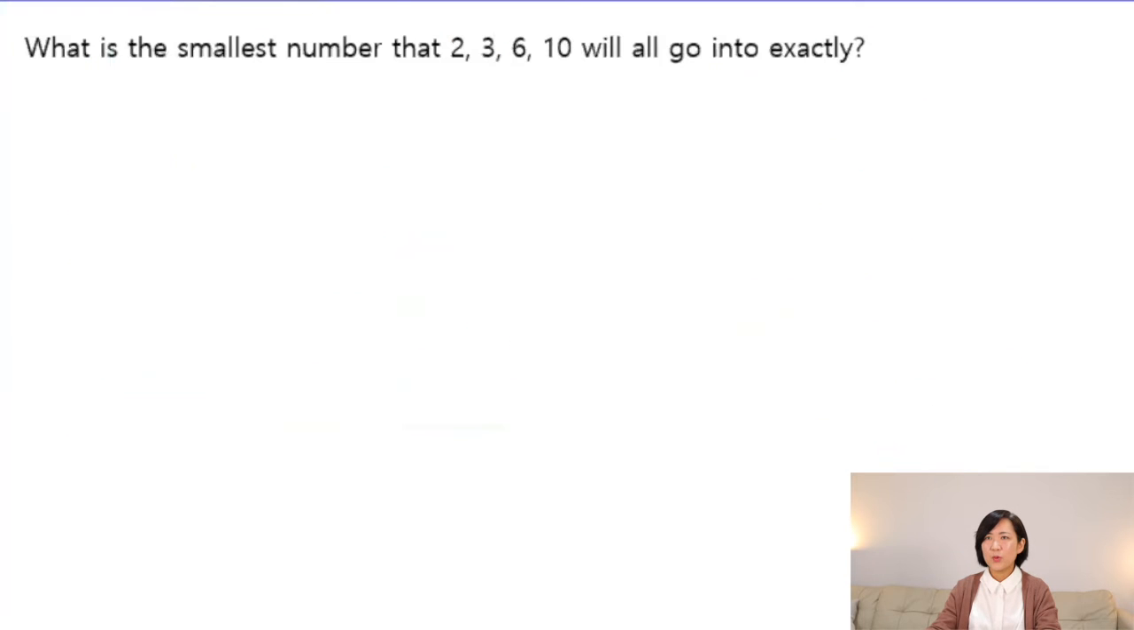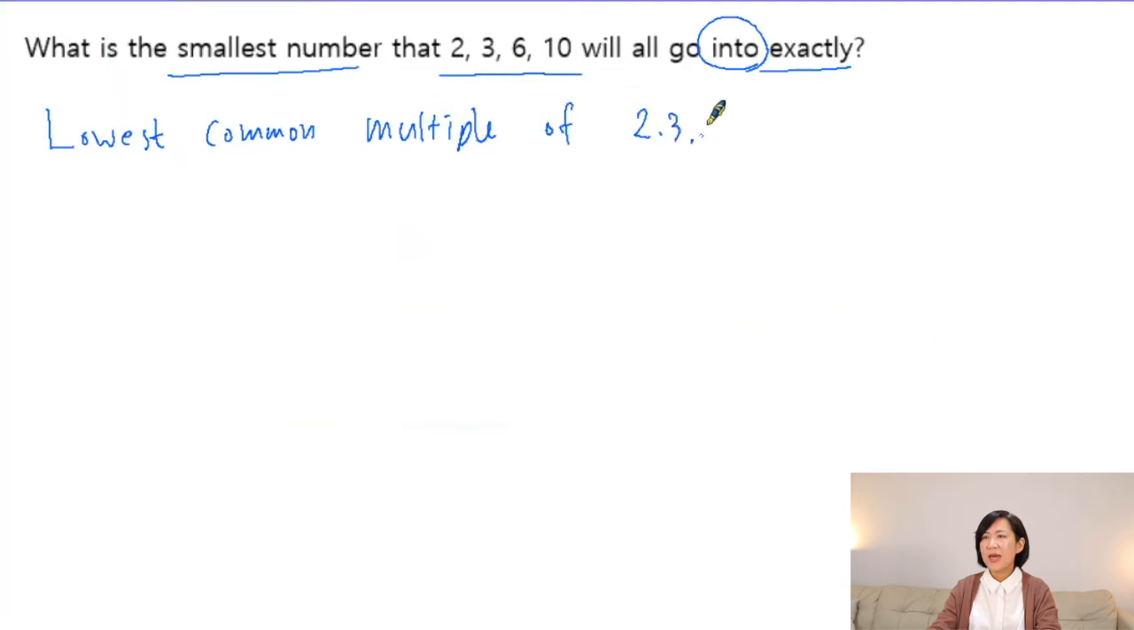Now let's practice more questions that use LCM or HCF. When you read a question, always think about whether the question asks you to find the LCM or HCF. So what is the smallest number that 2, 3, 6, 10 will go into? Exactly, it doesn't give you any remainder, and then you need to find the smallest number. Is this the LCM or HCF? That is the lowest common multiple.